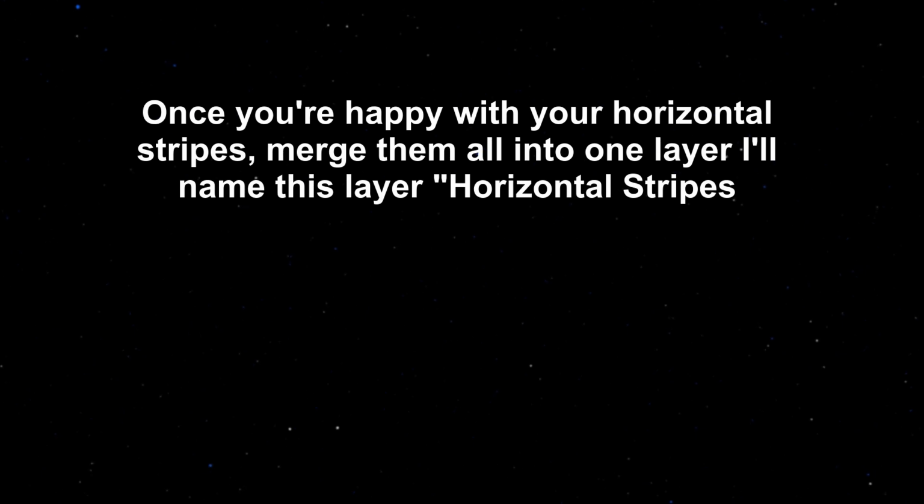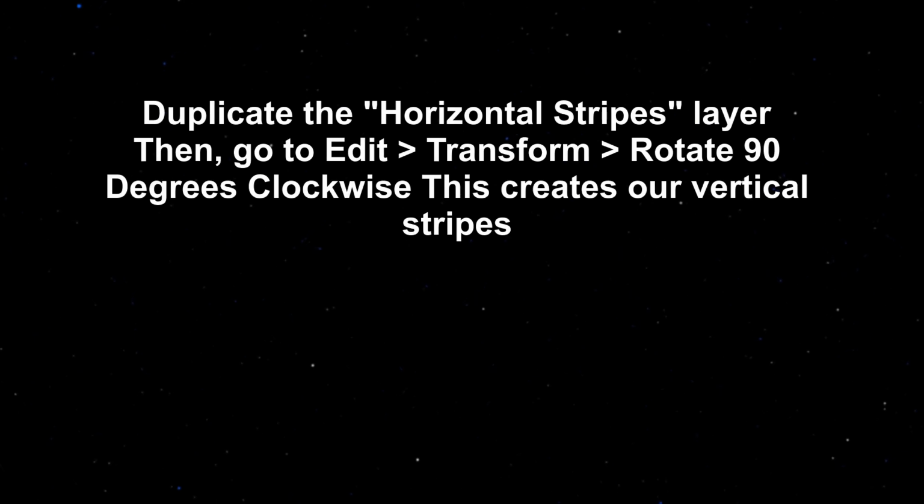Once you're happy with your horizontal stripes, merge them all into one layer. I'll name this layer Horizontal Stripes. Duplicate the horizontal stripes layer, then go to Edit > Transform > Rotate 90 degrees clockwise. This creates our vertical stripes.